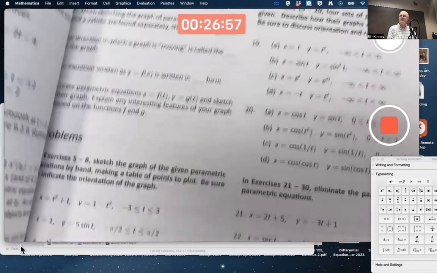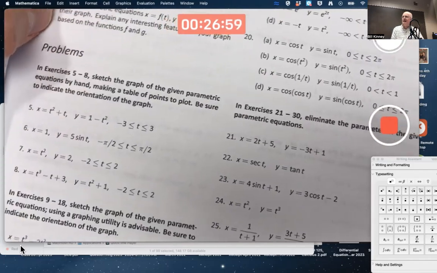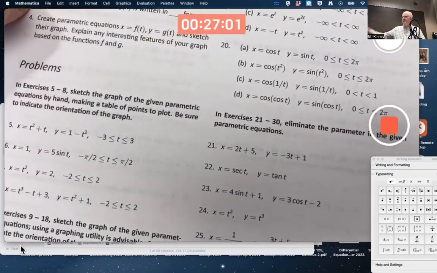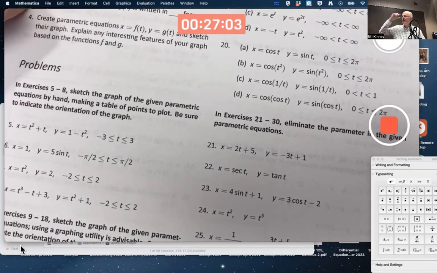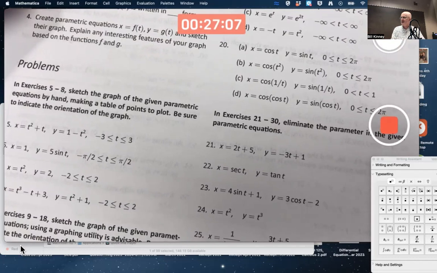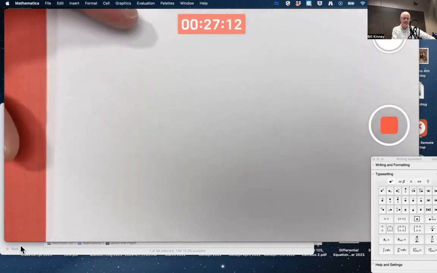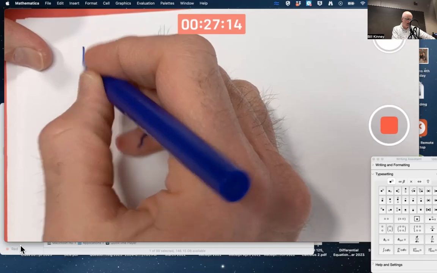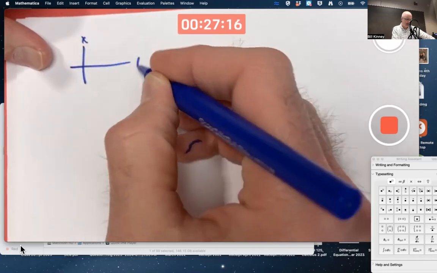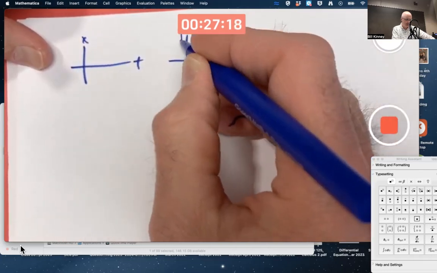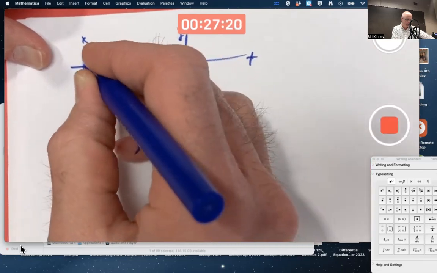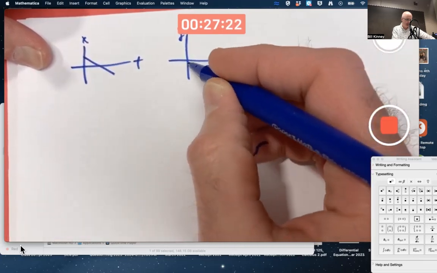Use linear functions. It's helpful if you're going to parameterize a straight line to maybe figure out what X versus T and Y versus T look like first. I think we did an example like that. Draw graphs of X versus T and Y versus T first. Maybe X versus T looks like that and Y versus T looks like this.